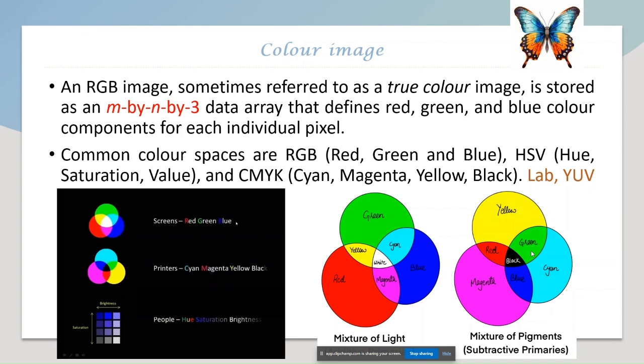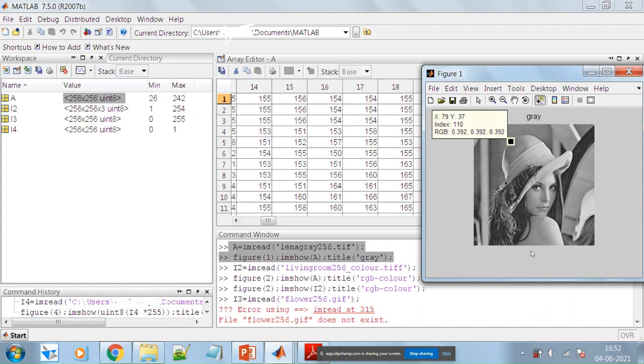So this is an example of the butterfly color image, which is an RGB image. Now I have already done some exercise on MATLAB and I'll be displaying those outputs. Here I have read four images which are stored in the variables A, I2, I3, I4. Right now I have highlighted this part of the code, which is reading Lena Gray 256.tif. The name of the image file is Lena Gray 256, stored in TIFF format, and I'm reading it in MATLAB and storing it in the variable A.